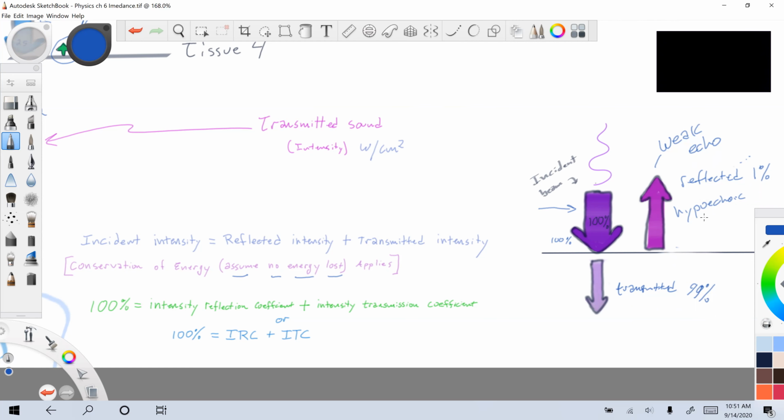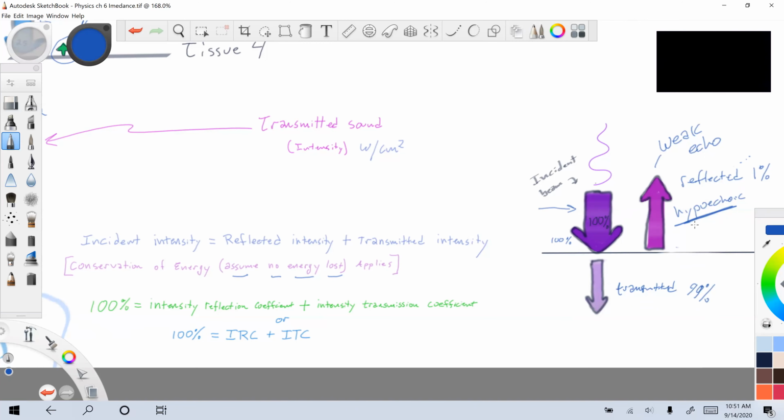Certainly not echogenic. I don't really like the term hypoechoic here because that's a relative term, and we need to see everything else, whereas echogenic is a little more of an absolute term. But hypoechoic is the best word I could use right now. In other words, weak echoes. It might be just a darker gray on your screen.